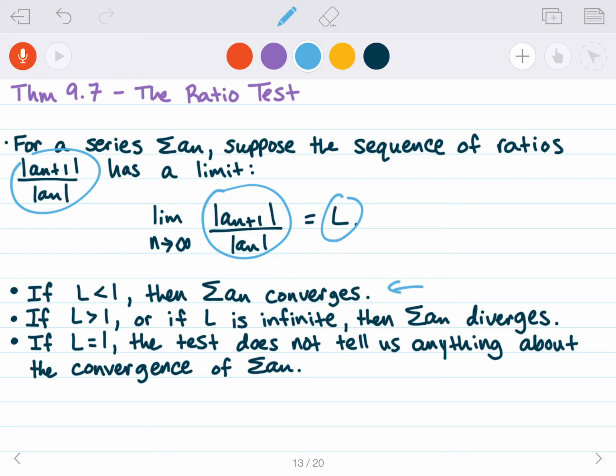These are the conditions for convergence or divergence. So if the limit is less than 1, then that sum does converge. If it's greater than 1 or if it's infinite, then it diverges. And if it's 1, we can't say anything about whether it converges or diverges. So let's get into some examples here.